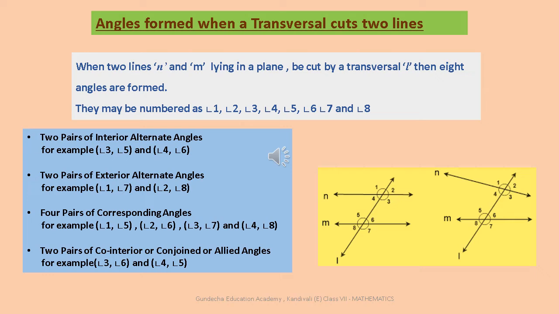There are two pairs of exterior alternate angles. In the same figure, angle 1, 7 and angle 2, 8 are two pairs of alternate exterior angles. We also have four pairs of corresponding angles named as angle 1, 5, 2, 6, 3, 7 and 4, 8. Also, at the last, we have two pairs of co-interior angles, also known as conjoined or allied angles. For example, angle 3, 6 and 4, 5 are two pairs of co-interior angles.